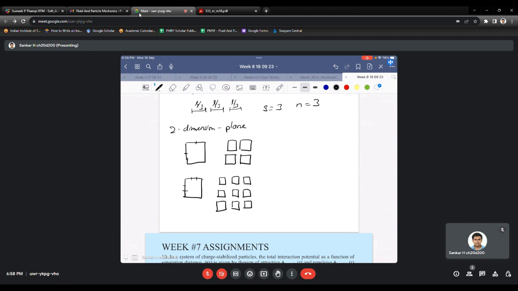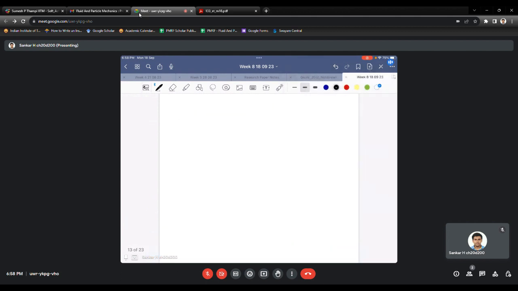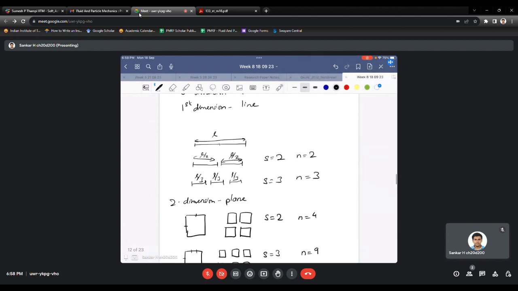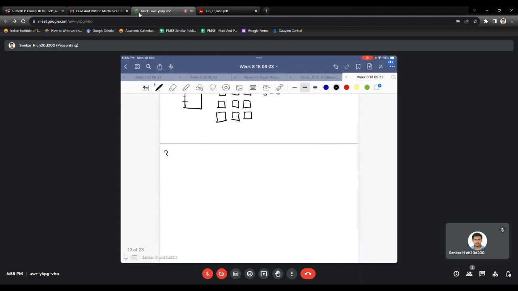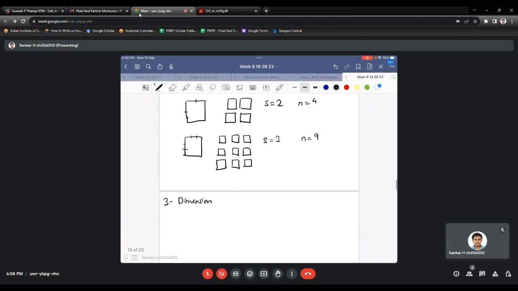So if my scaling factor here is 2, the number of units that I get is 4. Similarly, if my scaling factor is 3, the number of pieces that I get is 9. Therefore, from these two we can see that there is some kind of relation that can be formed based on this. Now let us also discuss what happens in the 3-dimension, which is characterized by the volume, and it can be any object.